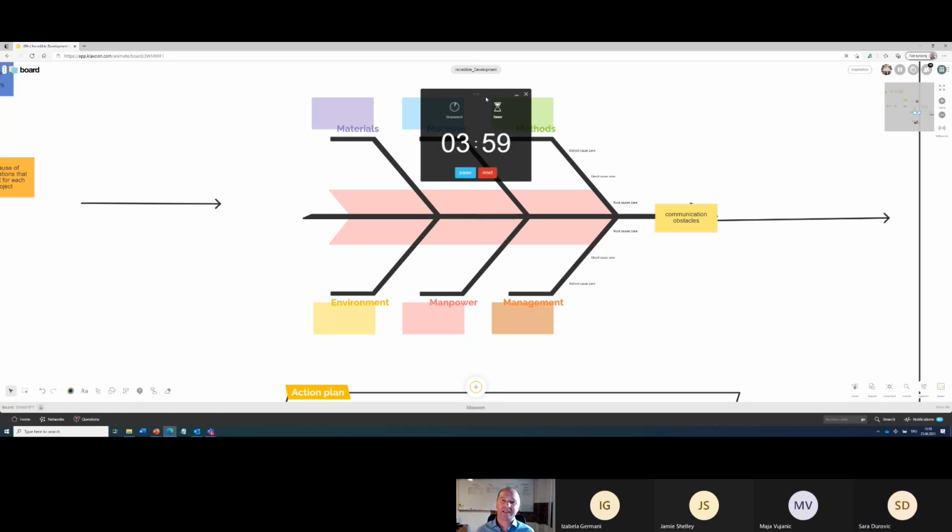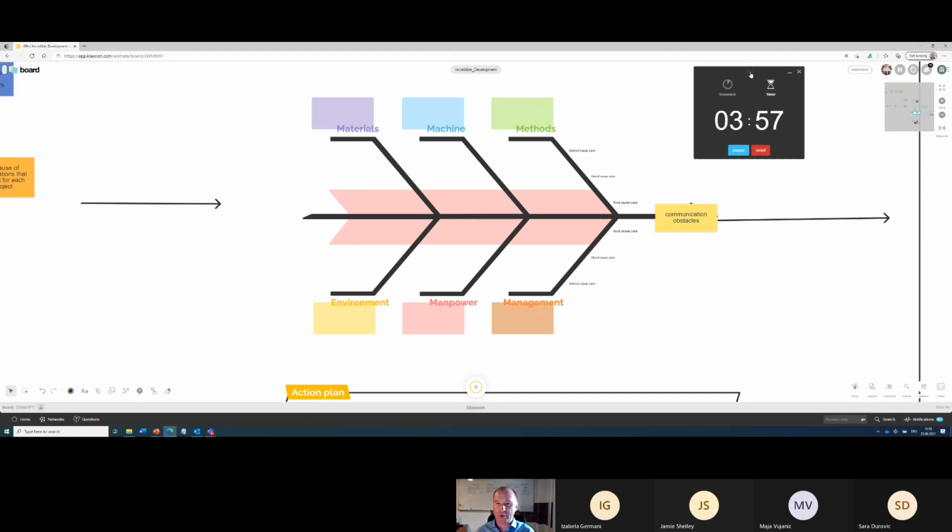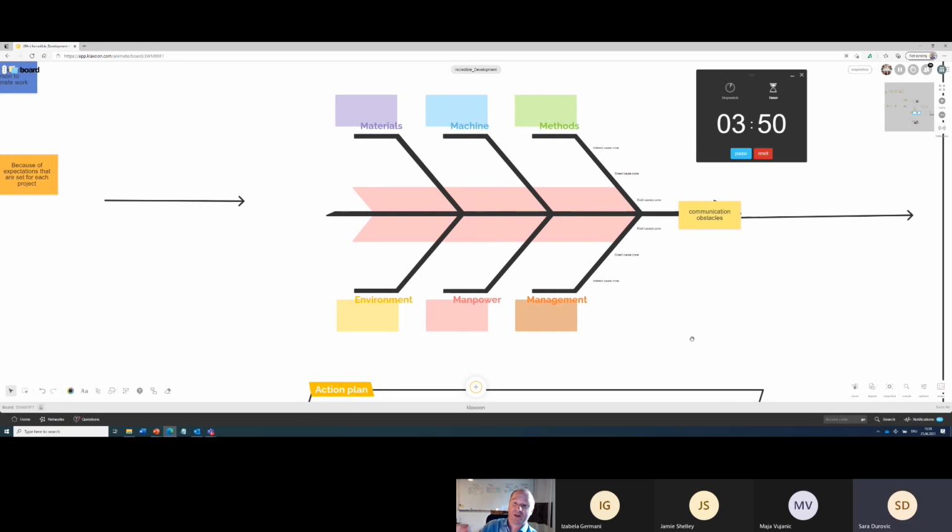As many ideas in terms of root causes as we're looking for, why we're having communication obstacles. And of course, we've already done the 5 whys, so you can start by adding a few of the root causes from the 5 whys. Go for it. Quick 4-minute brainstorm. Go and populate the fishbone diagram.